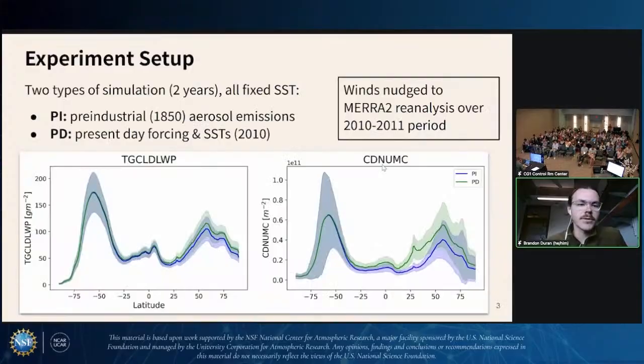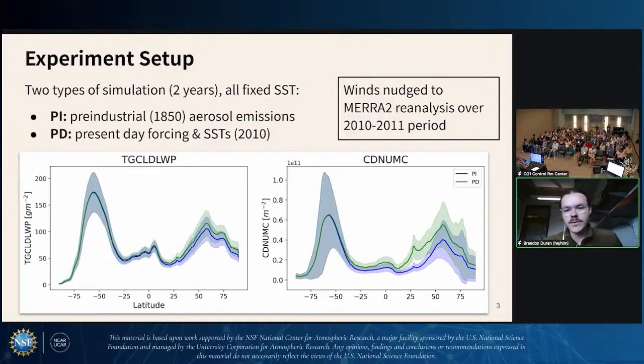And so to give a little more detail about what we're thinking about, we're really focusing on aerosol forcing. So we have two different types of simulations that we're looking at. Each are run for 2 years long with fixed SST. So we have a pre-industrial and a present day run. And the two of them only differ in the aerosol emissions that we prescribe. So in the pre-industrial run, we're looking at 1850s aerosol emissions, whereas in the present day, we're looking at 2010. And then these are nudged runs, so we're nudging horizontal winds above the boundary layer.